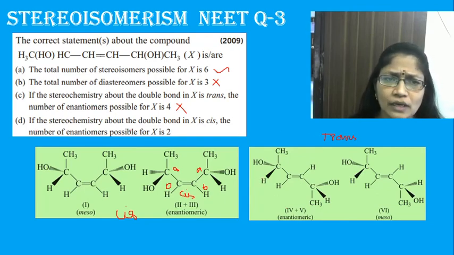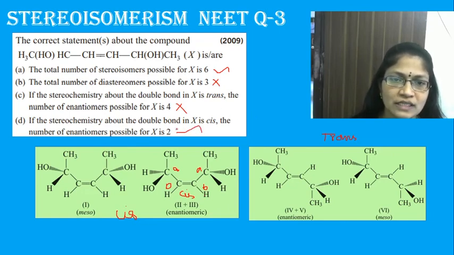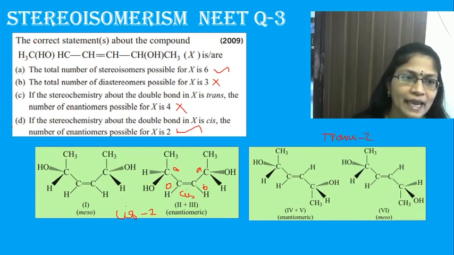If the stereochemistry about the double bond in X is cis, the number of enantiomers possible for X is 2. If it is cis, the number of enantiomeric forms is this one and its mirror image. So 2. That is right. If it is trans or cis, the enantiomers are 2 plus 2 only. Here 2, here also 2. So 2 cis forms are there and 2 trans forms are there, enantiomeric forms. So this is also right. So the answer is A and D.